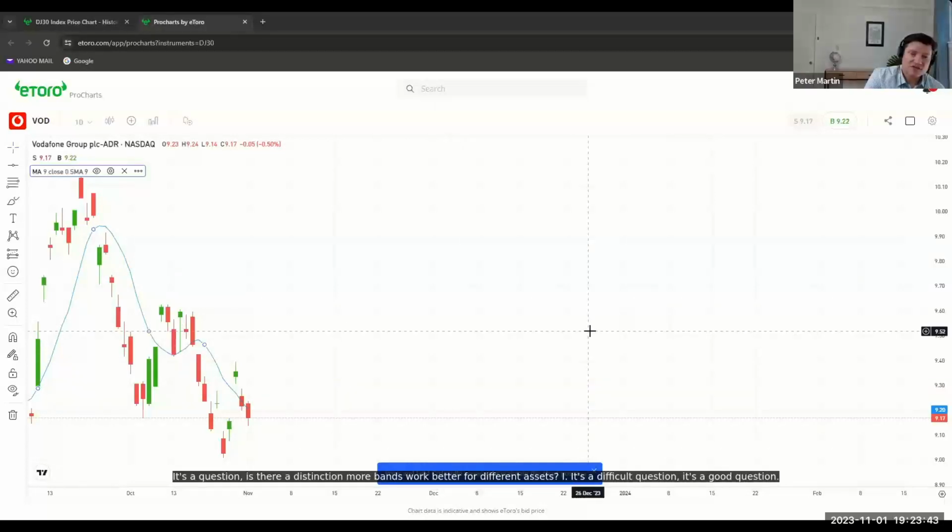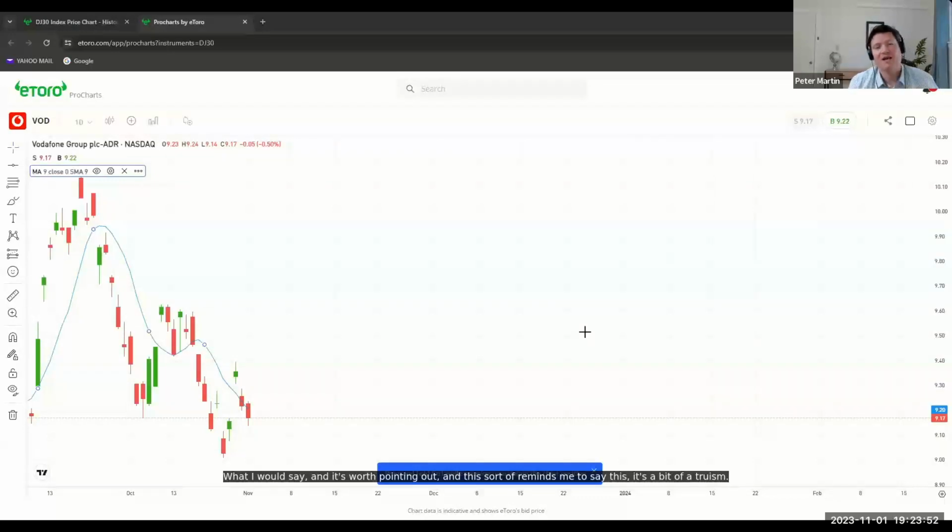It's a question, right? Is there a distinction on what bands work better for different assets, i.e. stocks, commodities, indices? It's a difficult question. It's a good question. What I would say, and it's worth pointing out, and this sort of reminds me to say this, it's a bit of a truism, but a lot of these things were invented for commodities originally. And the general rule is trend following methods should be applied to markets that show a tendency to trend. As I say, that's a bit of a truism because it's pretty obvious.